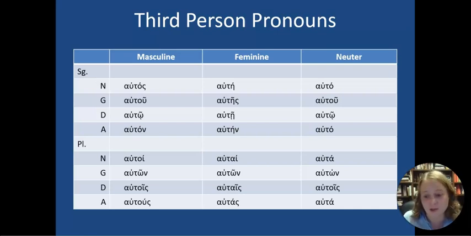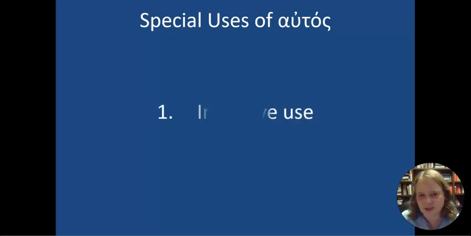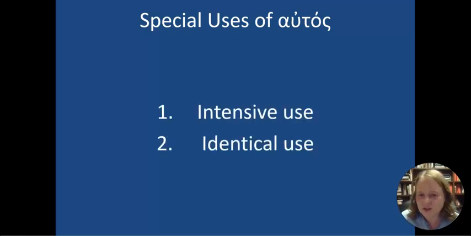It's still a smooth breathing mark, αὐτός, that follows the λόγος pattern, αὐτοῦ, αὐτῷ, αὐτόν, then αὐτή follows the φωνή pattern, and αὐτό follows the neuter pattern. It's just that when it occurs in different contexts, it can mean slightly different things. We have an intensive use and what we call an identical use, and I'll describe both of those for you.